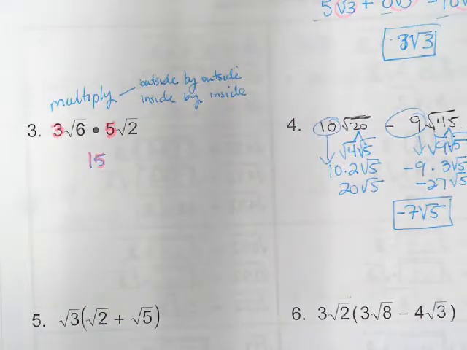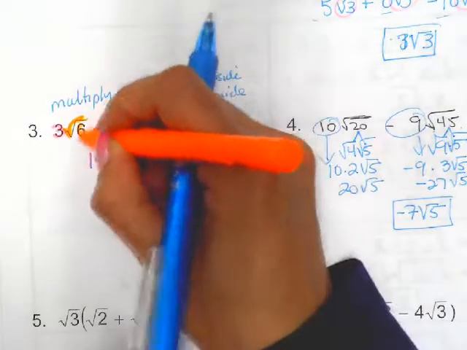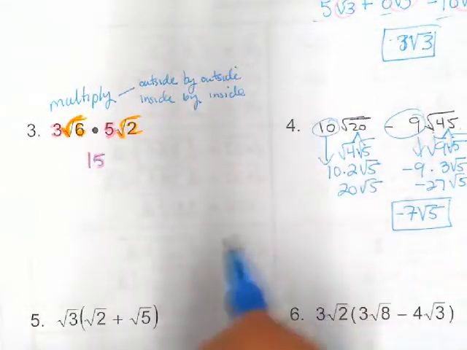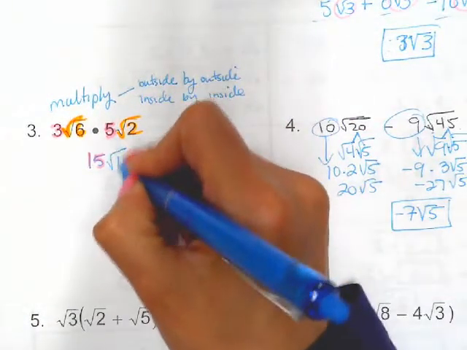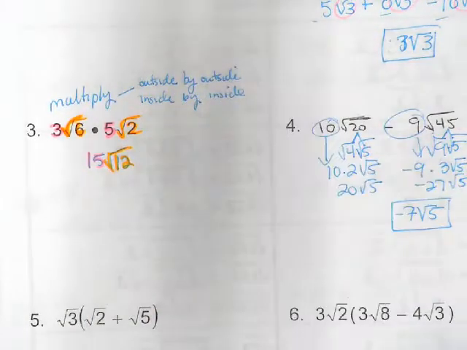The 6 and the 2 are radicals. They're both under the square root. So those I can multiply to give me 12. Outside with outside, inside with inside.